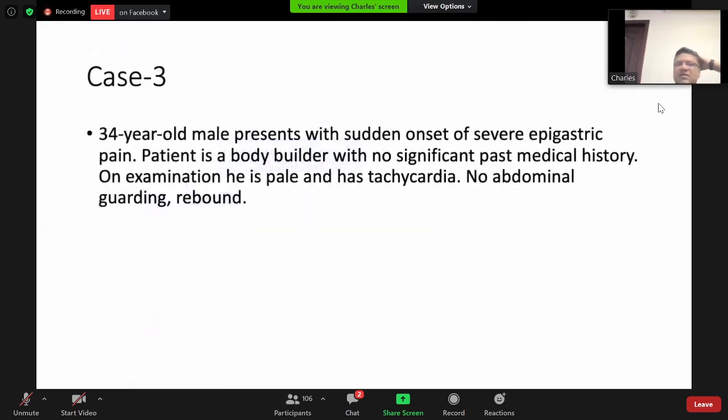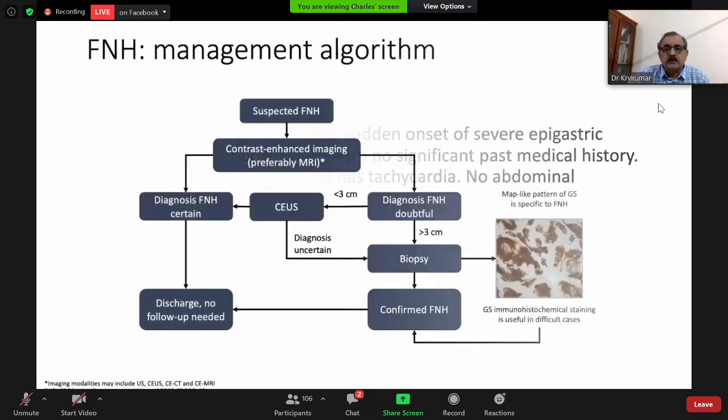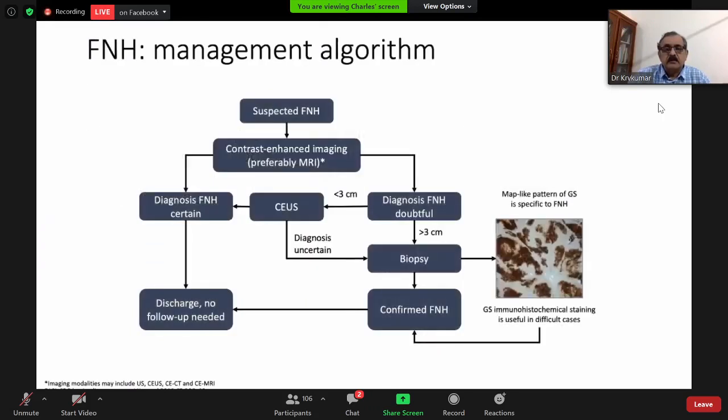So coming to the next case. I think, yeah, hold on. One minute. Yes, Dr. Charles, it's a very important case. Why there is a central scar appearance in FNH is a question, so I will take up that question also. This is very important, between hepatic adenoma and FNH, focal nodular hyperplasia.